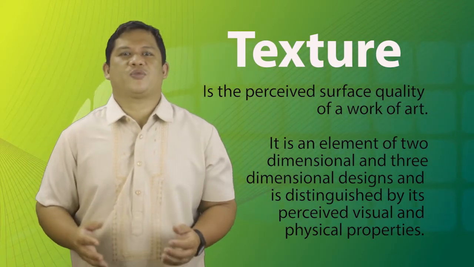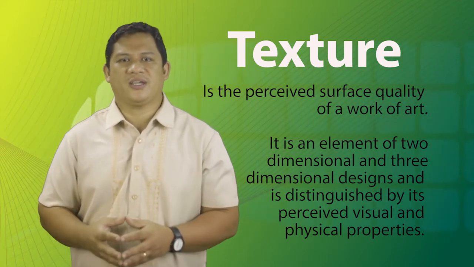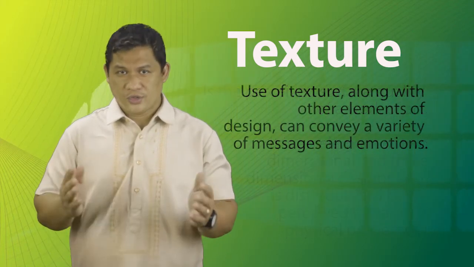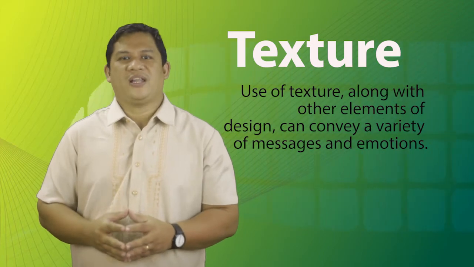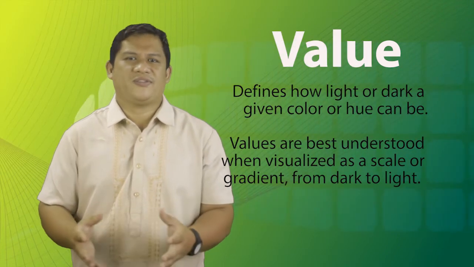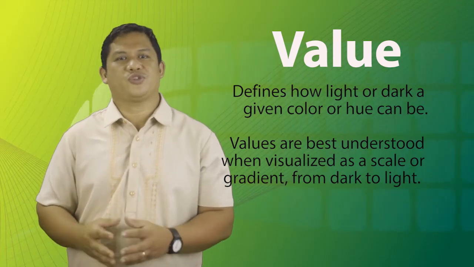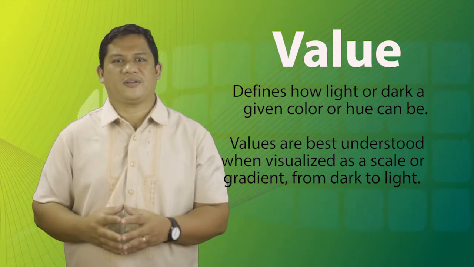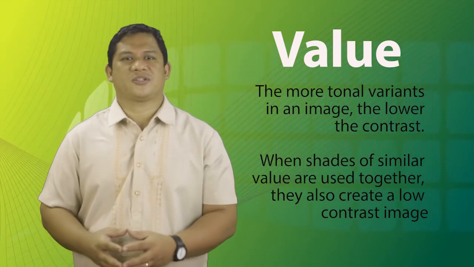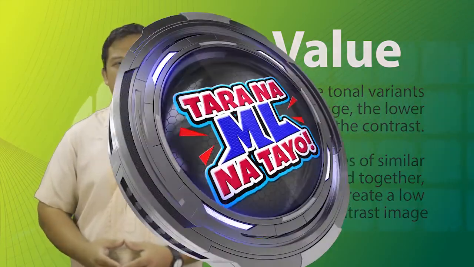Texture is a perceived surface quality of a work of art. It is an element of two-dimensional and three-dimensional designs and is distinguished by the perceived visual and physical properties. The use of texture, along with other elements of design, can convey a variety of messages and emotions. And for value, this defines how light and dark a given color or hue can be. Values are best understood when visualized as a scale or a gradient, from dark to light. The more tonal variance in an image, the lower the contrast. When shades of similar value are used together, they also create a low contrast image.